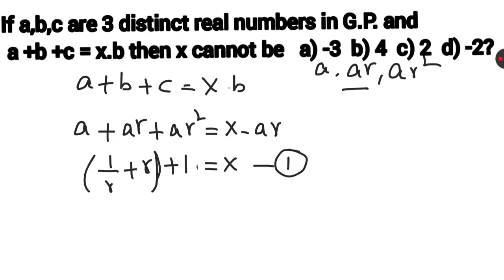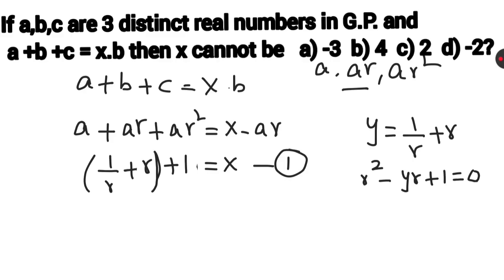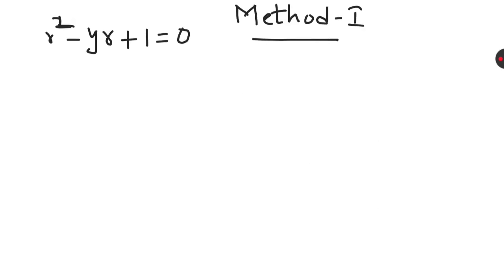Here we have 1 over r plus r. Suppose we substitute y as this 1 over r plus r, then if we do LCM here, it is going to be r power 2 minus yr plus 1 equal to 0. So we convert it into a quadratic equation. And also they said a, b, c are three distinct real numbers. That means for real numbers, the discriminant is going to be greater than or equal to 0.